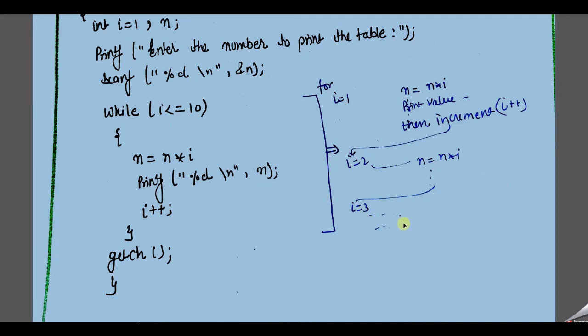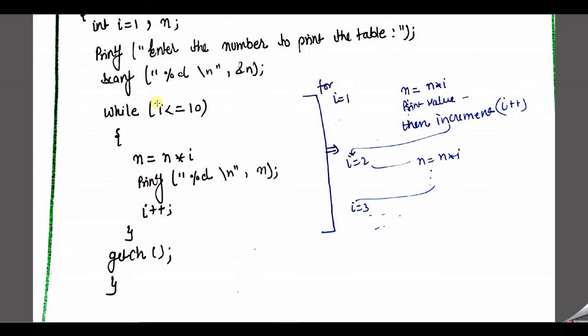So how many times does i need to be incremented? I decided 10 times only. I want to generate our table only 10 times. Like this, 5 multiplied by 10, that means 50. So here I just apply the limitation over the variable i.